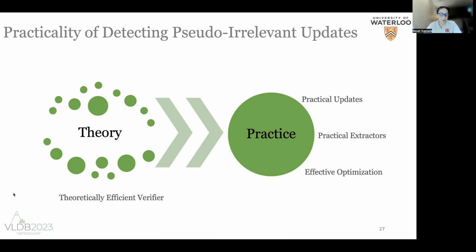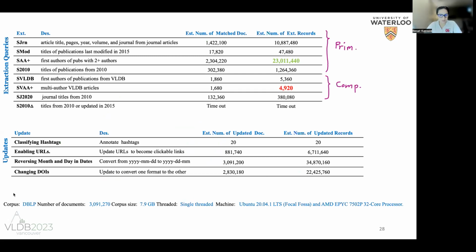We have tried our approach on two different datasets. Here we report results for the DBLP dataset, which has approximately 3 million documents with a size of 7 gigabytes. We have designed queries with various selectivity and complexity, with low selectivity of 23 million records and high selectivity of 4,900 records. We have primitive queries that are expressed as regular expressions with capture variables, as well as compound queries that are built using algebraic operators on primitive queries. We have tried 4 updates. They modify various numbers of documents, ranging from 3 million documents to 20 documents.